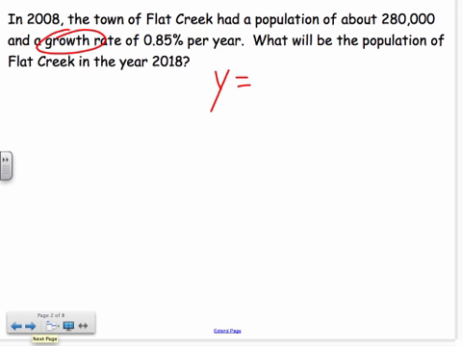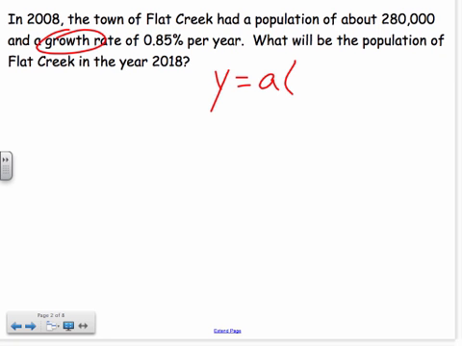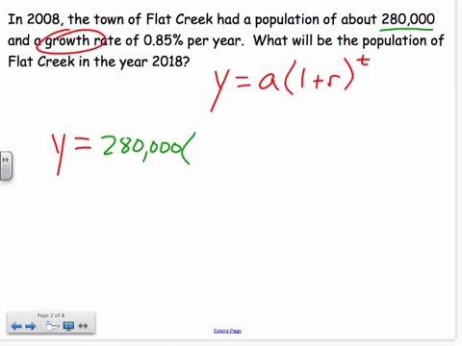So I got y equals a times 1 plus r to the t power. I'm trying to find what y is. a is our initial amount, which is 280,000, so I'll go ahead and plug that in. And then I got 1 plus r. Here's my r, my rate.